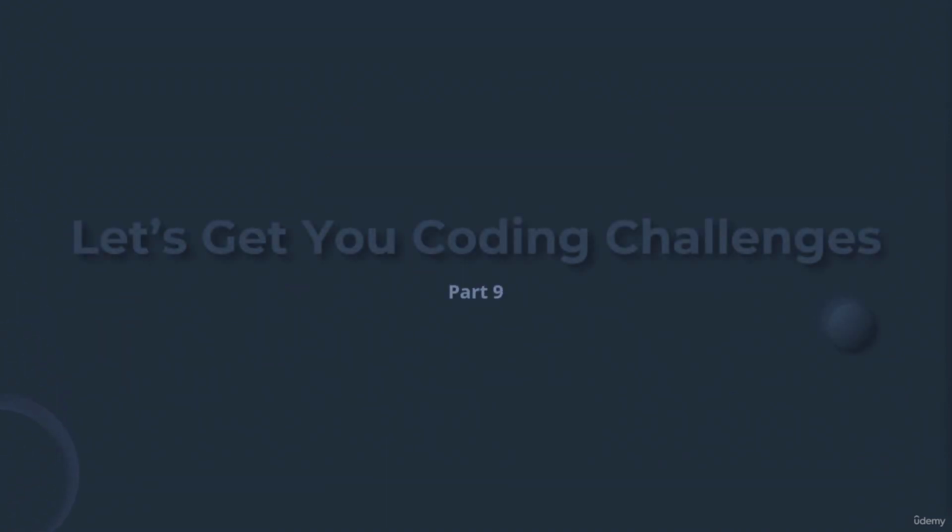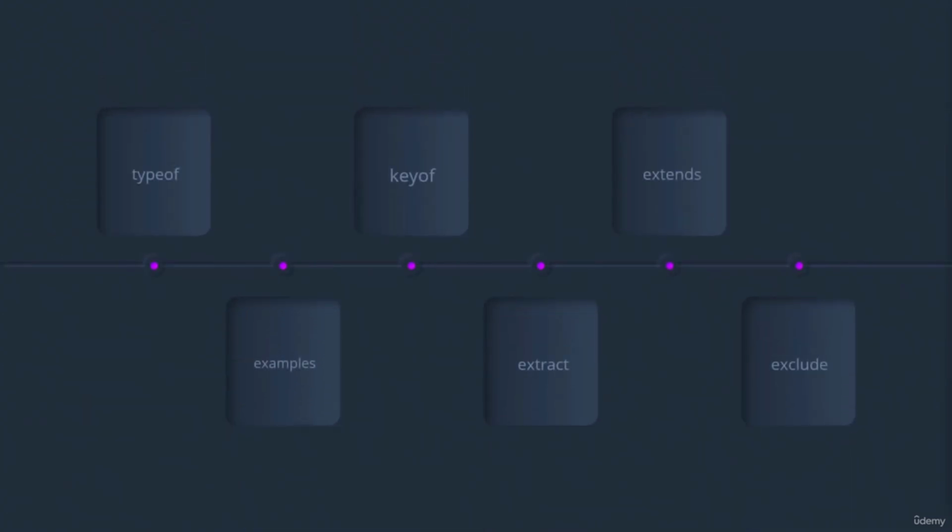And then we're going to have our ninth part of the coding challenge. And this is where beginner to intermediate TypeScript ended, and this is where advanced TypeScript starts. We're going to start talking about type queries, which are typeof and keyof. Then I'm going to talk about conditional types, and I'm going to give you examples as well.